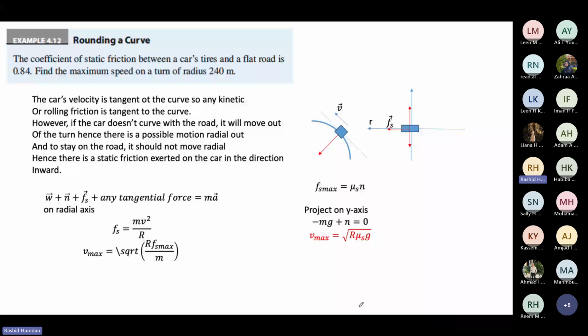Another interesting problem that is not straightforward at first is how cars go on a curved road. When a car goes on a curved road, the force that provides the turning force, the centripetal acceleration directed toward the center of the curvature, is actually static friction. Why? If we look at the top view of the car, this is the top view of the car.